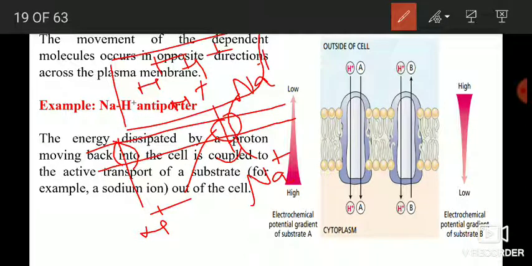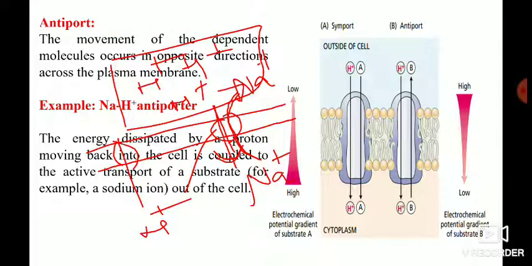And here you can easily see one ion is moving in this direction and another ion is moving in the complete opposite direction. So that type of transport process in which the two dependent ions or molecules are moving in opposite directions is known as antiport. So this is all about the concept of uniport and cotransport, and its types, symport and antiport. I hope you all understand this.